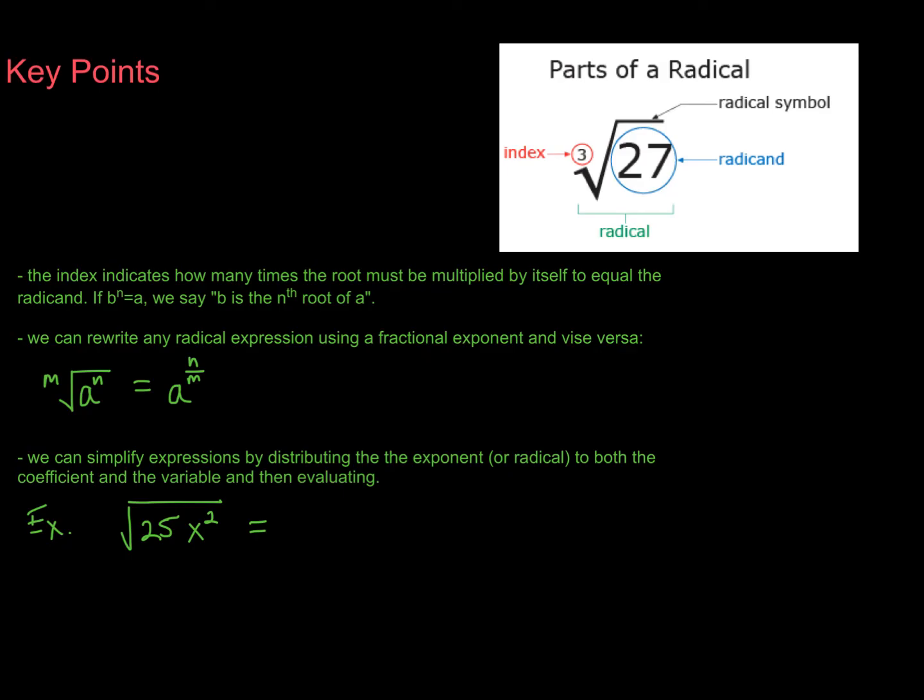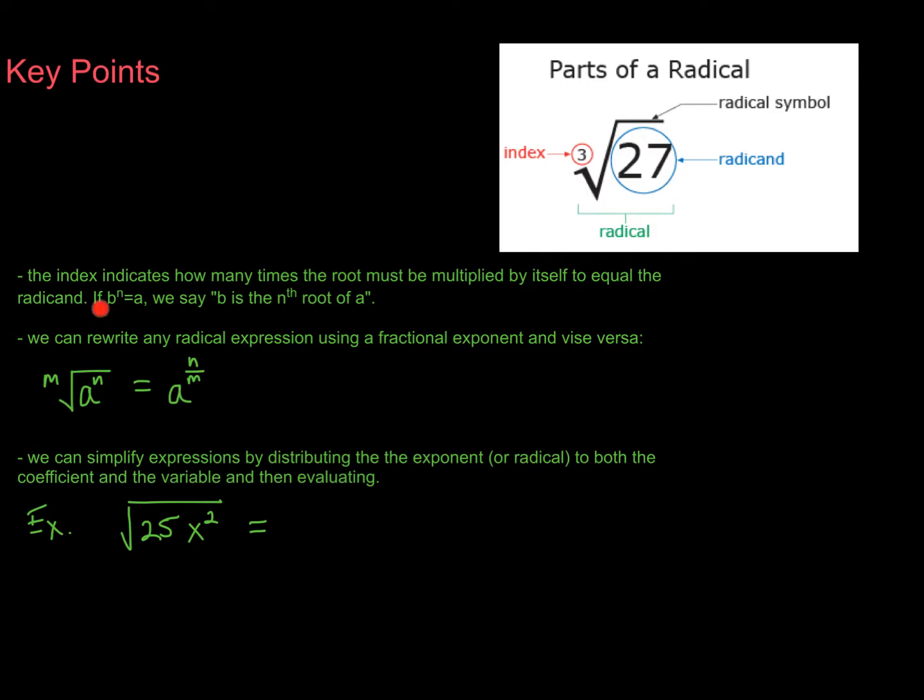Alright, so hopefully you have this copied down nice and clear. If not, go ahead and copy it down now. And let's take a look at some of the key points dealing with radical expressions. The index indicates how many times the root must be multiplied by itself to equal the radicand. That's what we just discussed. So in this situation here, since it's the 3rd root of 27, the index is indicating that we're looking for a root that we can multiply by itself 3 times to get 27, which is of course 3.